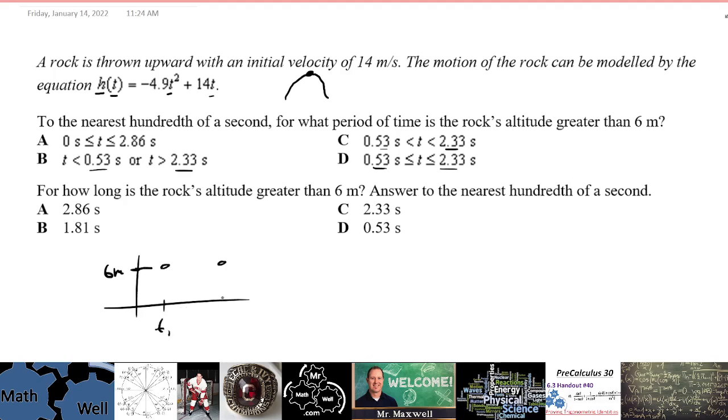Time 1, and here's time 2. At what time is this rock, the path of the rock, at or greater than this? So what time is the altitude at or greater than 6 meters? Nope. For what period of time is the rock's altitude greater than? So not or equal to. So you can take off the or equal to right away.